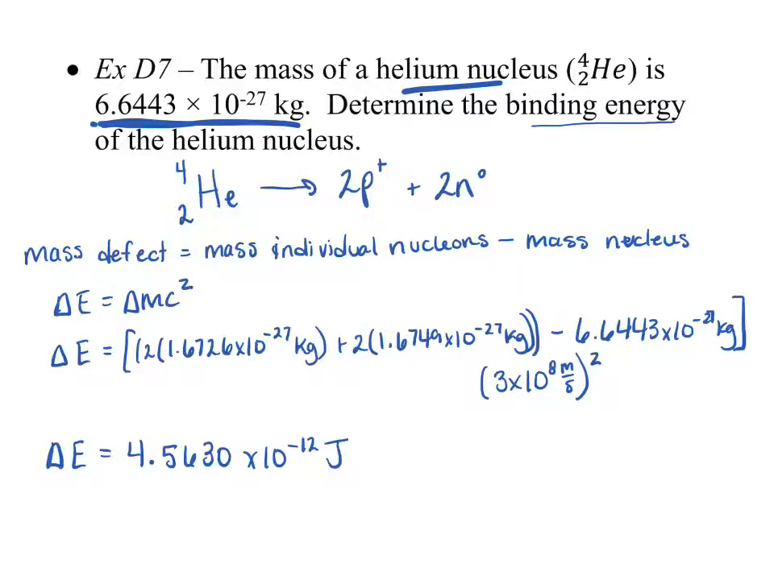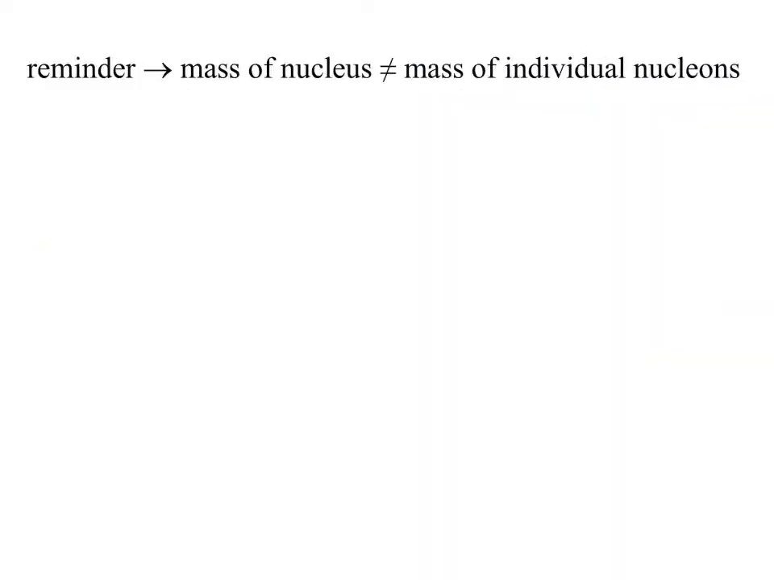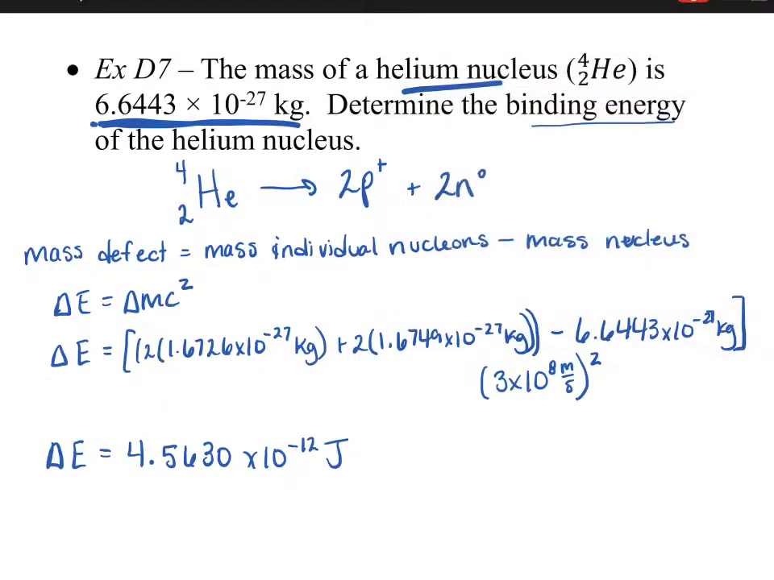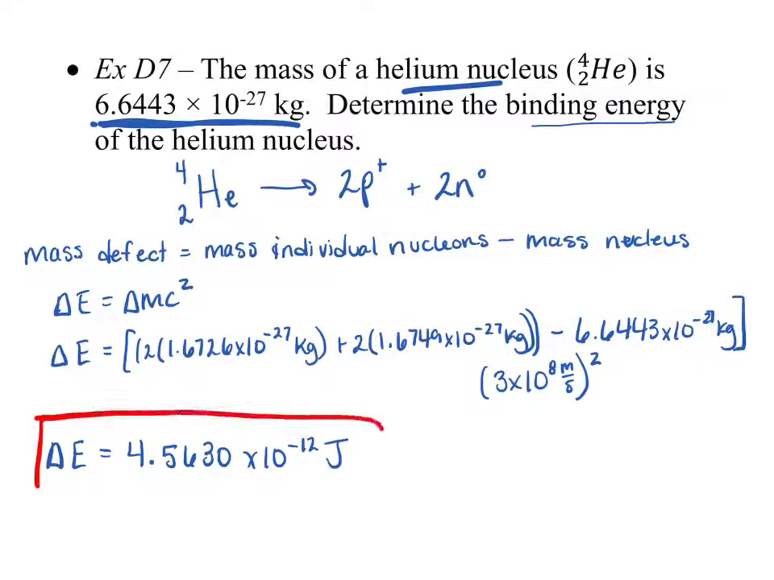× 10⁻¹² joules. Okay. So again, anytime it asks for binding energy, that's just saying, okay, how much mass is being converted to energy? What is that energy that we're getting from the mass that's being converted? And we always find the mass by finding the mass defect, meaning what is the difference between just the individual nucleons and the mass of the actual nucleus.